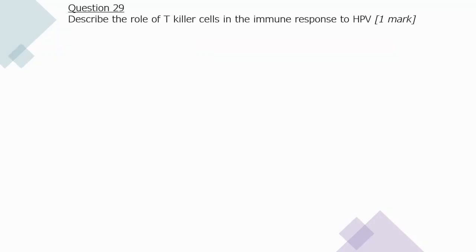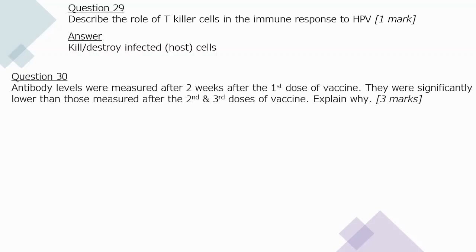Question 29, describe the role of T killer cells in the immune response to HPV. So the role of T killer cells in the immune response is to kill or destroy infected cells. And then finally, question 30, if you've made it this far, then well done. Antibody levels were measured 2 weeks after the first dose of vaccine. They were significantly lower than those measured after the second and third doses of vaccine. Explain why. So this is asking us to discuss the primary and secondary immune responses.